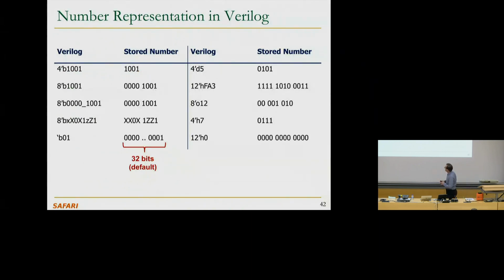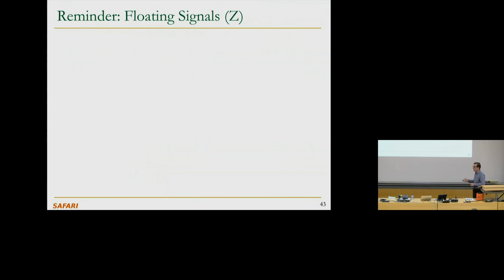Your book has some other examples. Default is if you don't specify how many bits you have, you get 32 bits by default. And you may not want that, right? You may not want a 32-bit value wire. Okay, I mean, you can study this. It's kind of obvious. So this is a reminder.